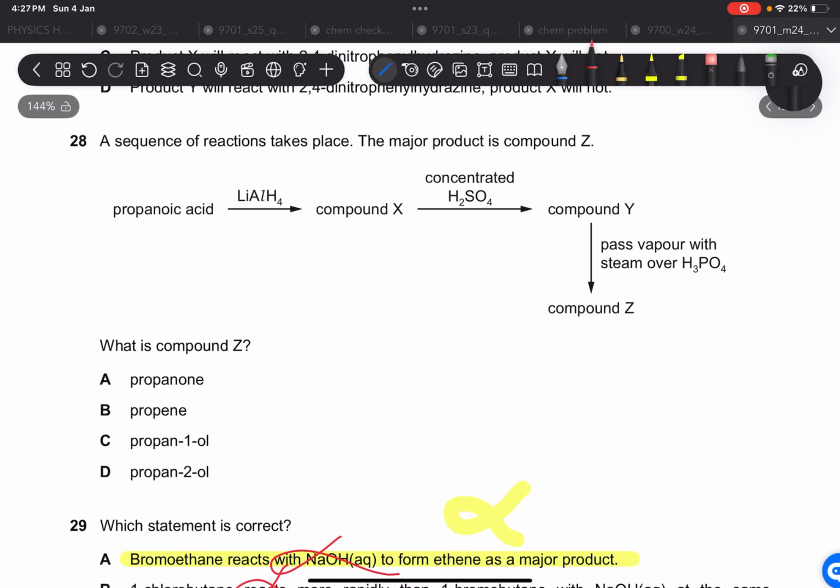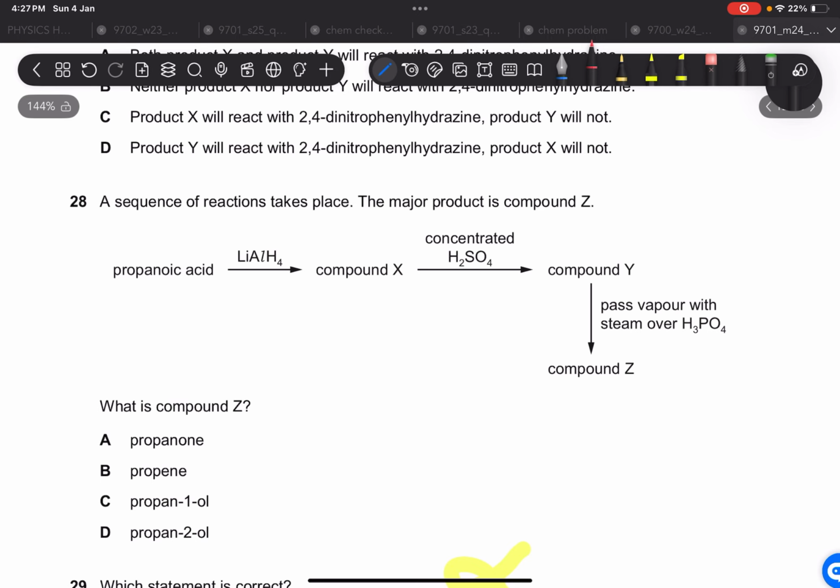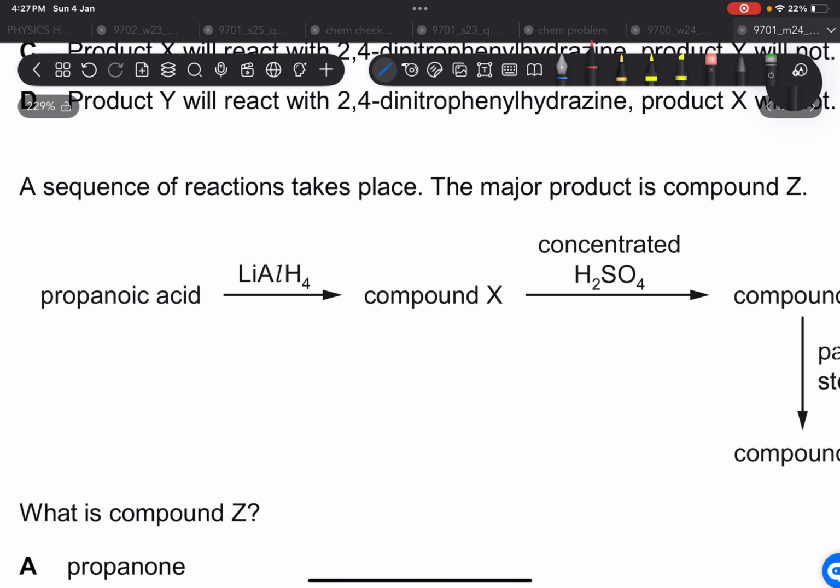Okay, it was simple. A sequence of reactions takes place. The major product is compound C. Okay, let's see what's happening. It's propanoic acid, we add LiAlH4, what will form? Propanol will form. Why will propanol form, bhai? Because when we have acids and we use a reducing agent, we reduce acids to alcohol, so we're going to form propanol.